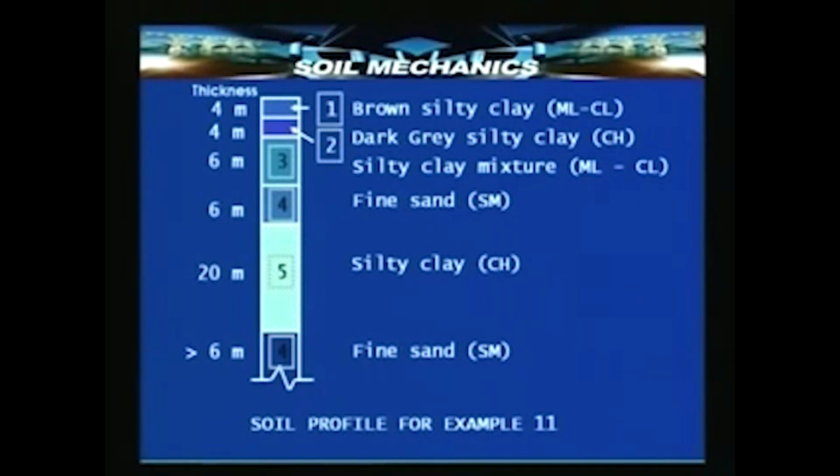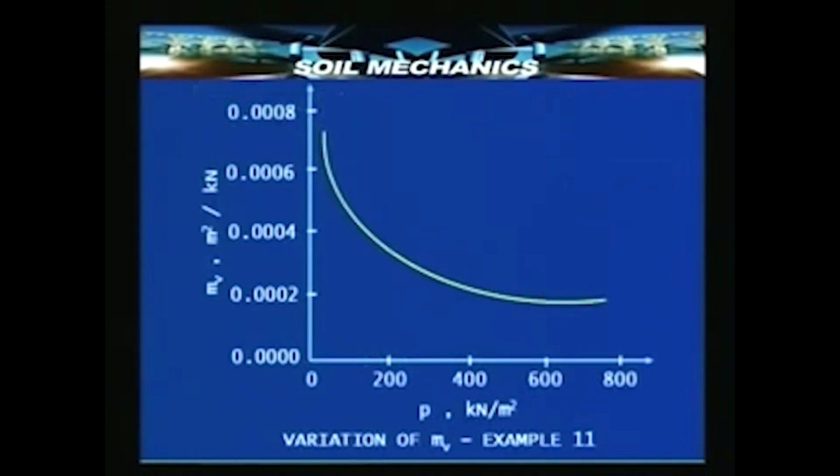This given 20 meter thick silty clay layer, layer number 5, is the compressible layer, and it is a doubly draining compressible layer. Then the value of MV in meter square per kilonewton is varying with pressure intensity as shown by this yellow line.